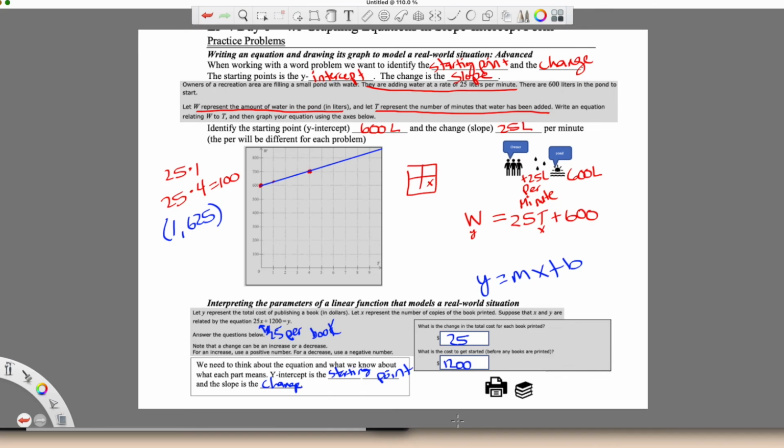All right, so this was analyzing and interpreting slope-intercept form in real-world situations or word problems. Let's go ahead and go on, Alex, and give that a try.